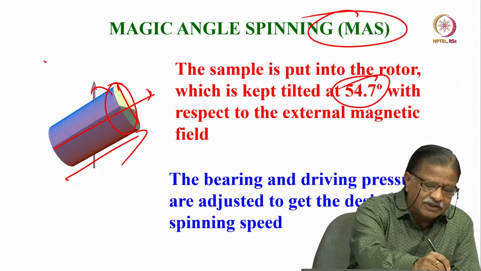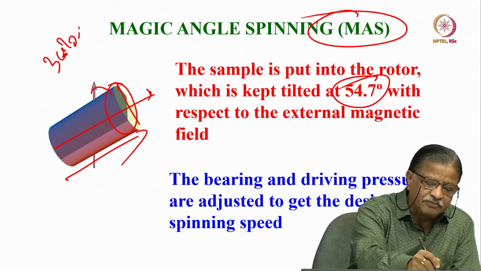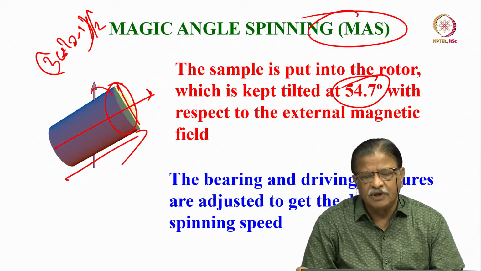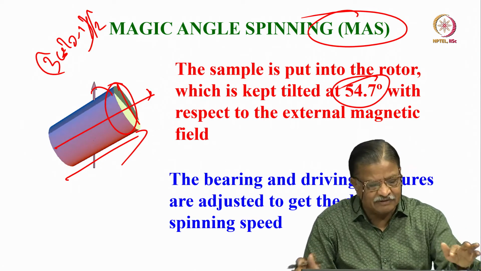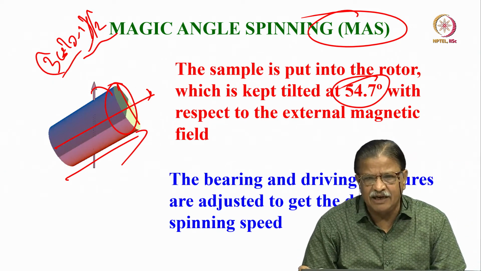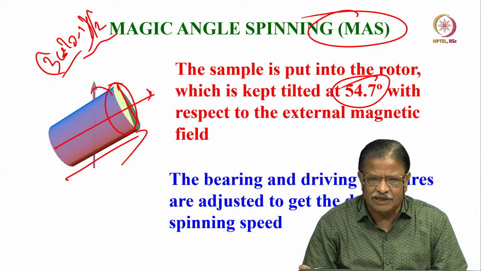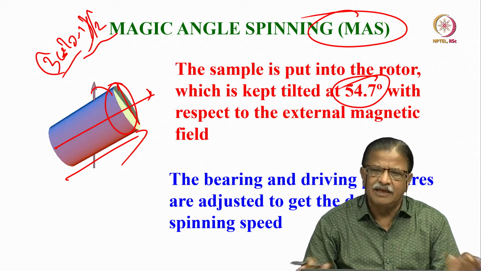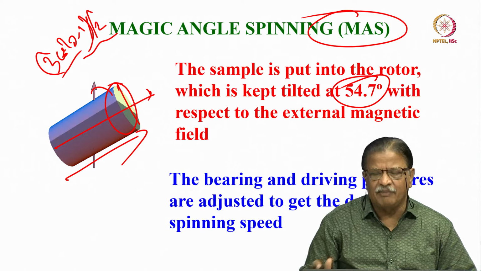Put it into the equation (3 cos² θ − 1)/2. Then you will find that at the angle 54.7 this term goes to 0. That is why this angle is called the magic angle. Align this rotor at that particular angle and then start spinning at a certain speed, then you can eliminate some interactions. This is called magic angle spinning.